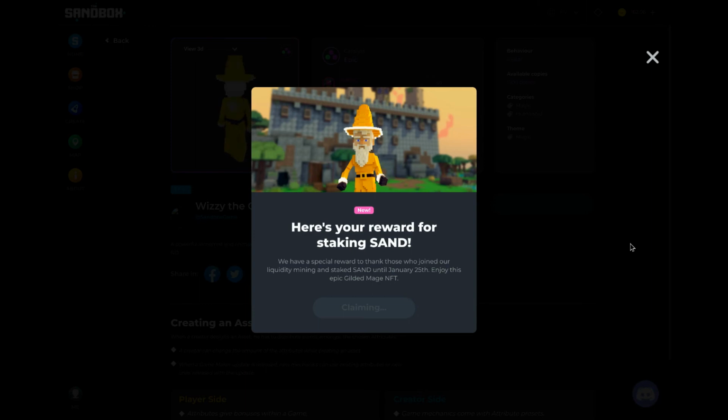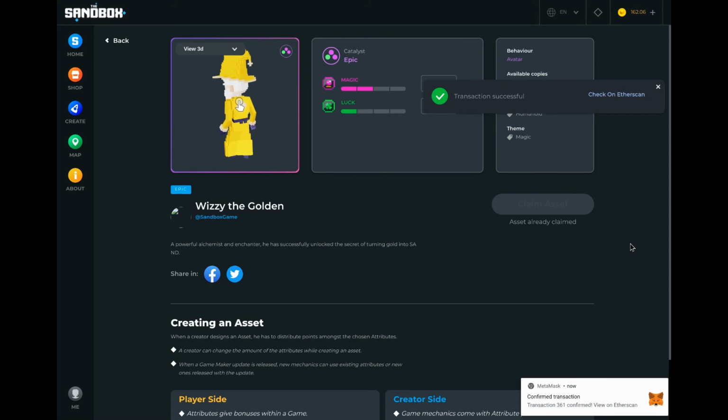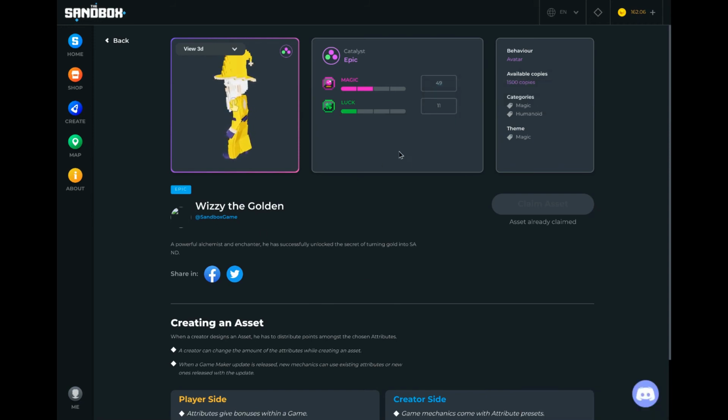Obviously this NFT is being held in the Sandbox contract, or a contract that the Sandbox has, and in order to claim it, basically, there it goes. So it went through, and we can see the transaction was successful. And now here we can see Wizzy the Golden. Here he is. Can move him around.